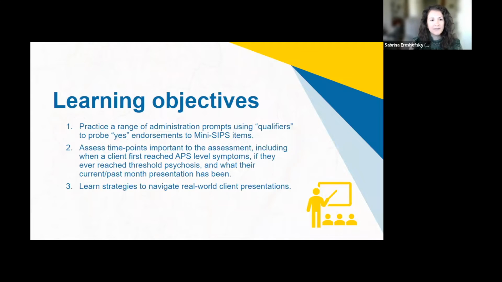Today's learning objectives: we'll be practicing and learning a range of administration prompts using the qualifiers to probe yes endorsements to mini SIPS items. You'll learn the important time points for the mini SIPS. So when did an individual first reach their attenuated level symptoms? Have they ever reached threshold level symptoms? What's their current or past month presentation like? And then we'll learn a couple of strategies to navigate real world client presentations.